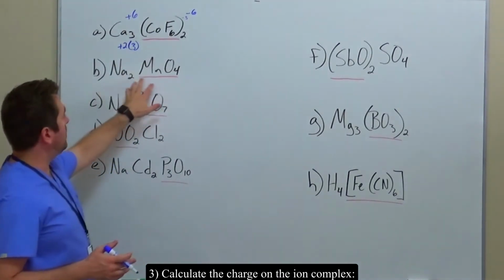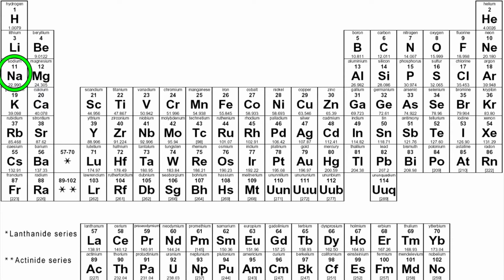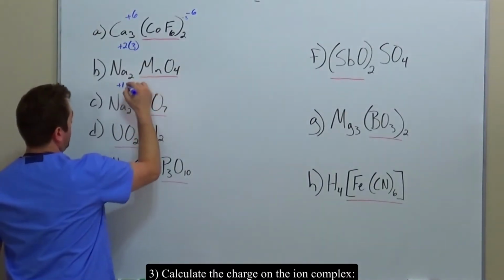Here we have sodium manganate. Now sodium, when you look at the table, it's a group 1 element, so it has a positive 1 charge, and there's 2 of them.